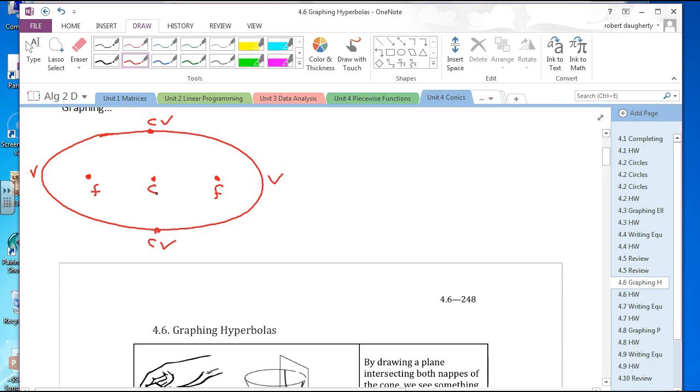What was the horizontal axis? That would be the what? In this one. Major, the vertical would be minor, and what was the equation? What's the equation of this guy? Yeah, x minus h squared over a squared. Yeah, that's the equation of an ellipse in standard form.